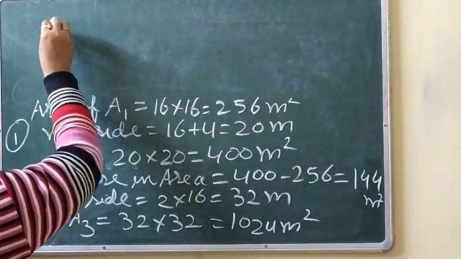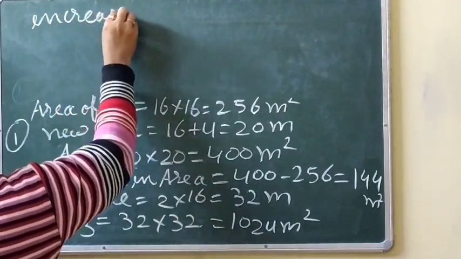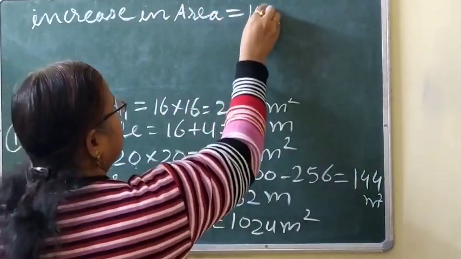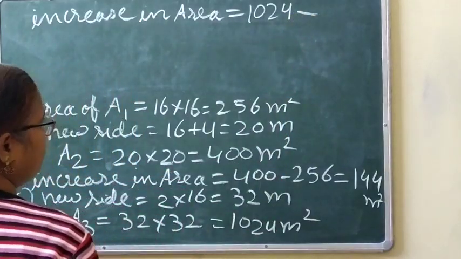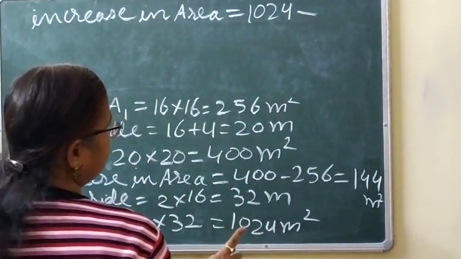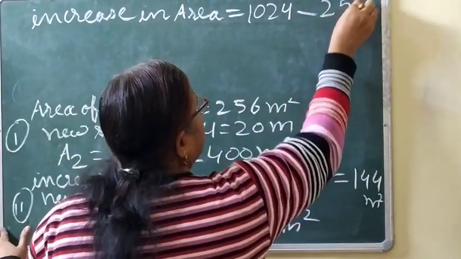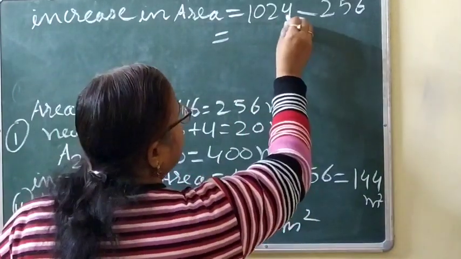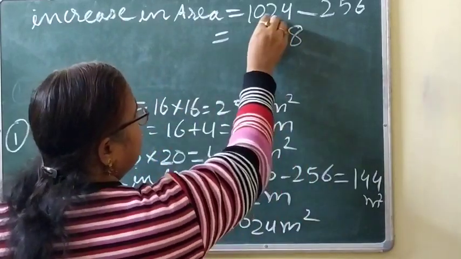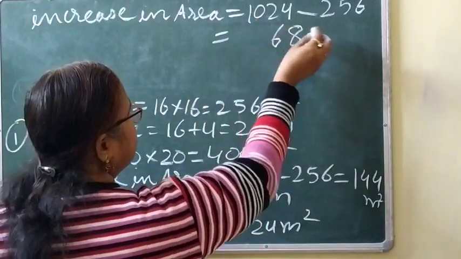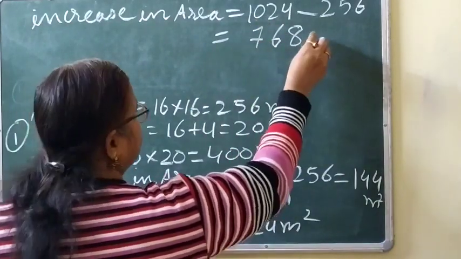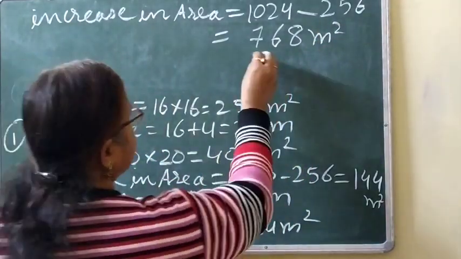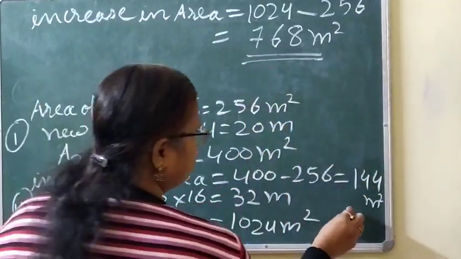Okay, let's rub this one so that we don't get confused. So now increase in area will be equal to 1024 minus the original one, which was 256. Always we will subtract from the original one. So 14 minus 6, then 11 minus 5, then 9 minus 2. So 768. So increase in its area will be 768.